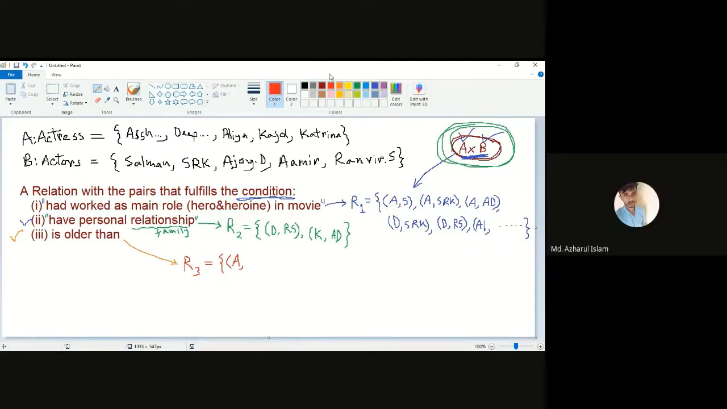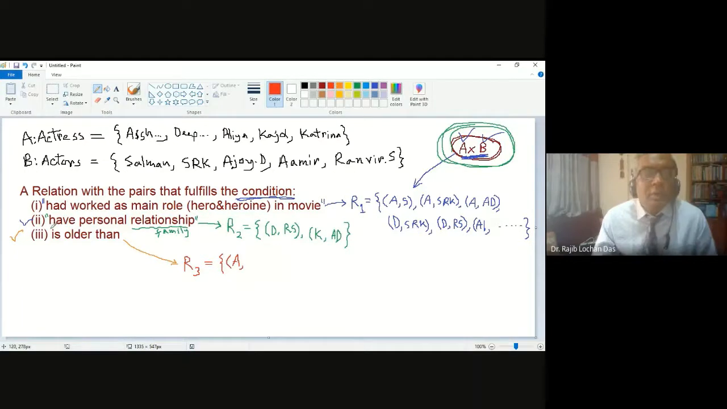Sir, Ranbir Singh. Then Ranbir Singh. So I'm talking about this condition. The condition is "older than." Older means by age. So you will consider Aishwarya is older than Salman, Aishwarya is older than Shah Rukh Khan, Aishwarya is older than Ajay Devgan, Aishwarya is older than Aamir. Something like that. If you find yes, then you take it. If you find no, then you will not take that as a pair.